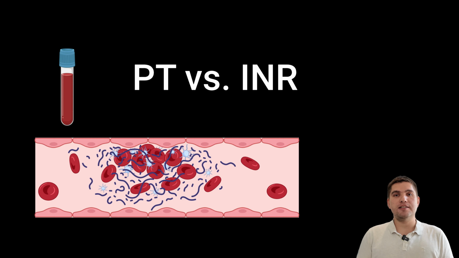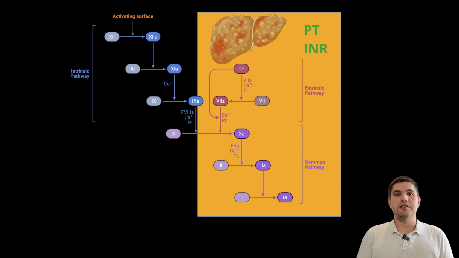Now, let's pause for a second and talk about PT versus INR because they come up a lot in liver failure. First, INR and PT are both measures of clotting, but they specifically reflect the extrinsic and common coagulation pathways, which include several clotting factors made by the liver. That's why they're preferred over PTT when evaluating liver synthetic function.